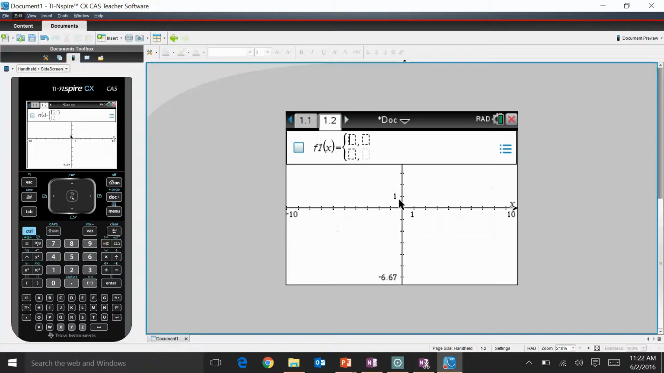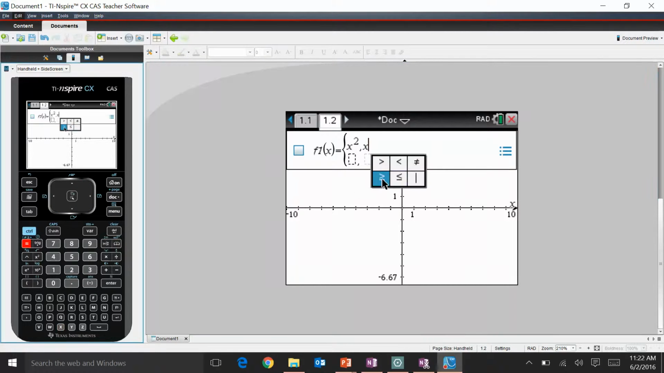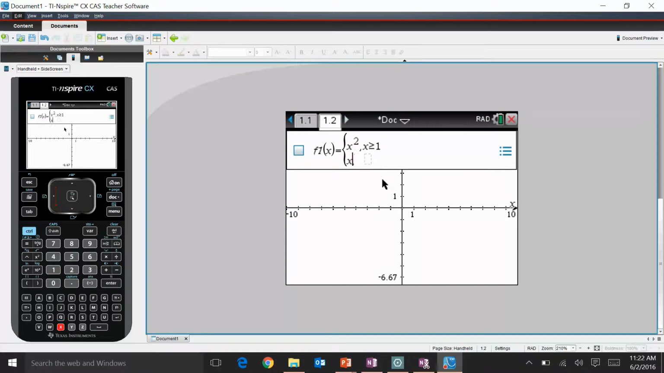So x squared, x is greater than or equal to 1. And this one was x plus 2. And I want it from negative infinity up until 0. Yeah, so I'm going to do that. Or technically, that's just x less than or equal to 0.